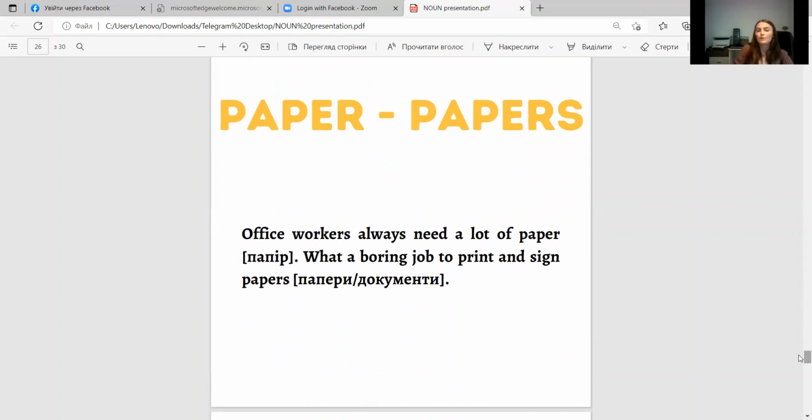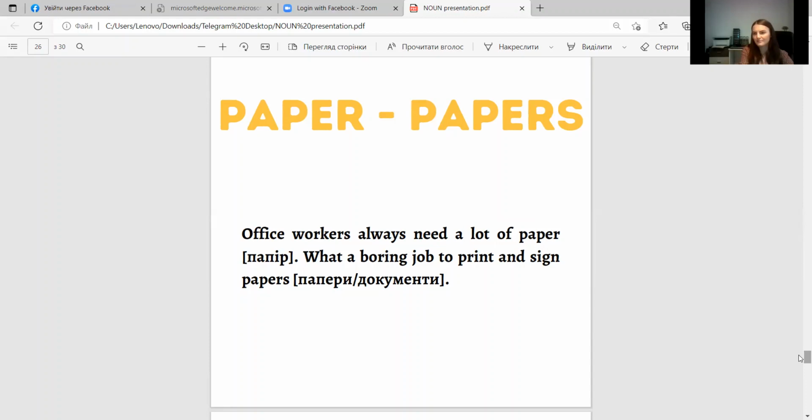Paper or papers. Office workers always need a lot of paper. Так, працівники завжди потребують багато паперу. What a boring job to print and sign papers. Як це нудно, так, друкувати і підписувати папери, якісь документи.